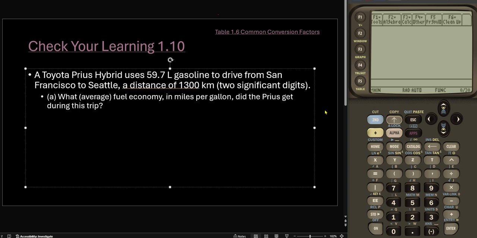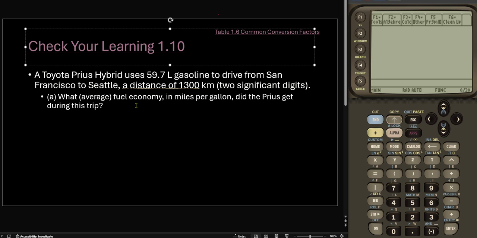So a Toyota Prius hybrid uses 59.7 liters of gas to drive from San Francisco to Seattle, which is 1,300 kilometers, 2 sig figs. It's letting you know. So right away, we probably know that our final answer will have 2 sig figs. But that's not the main idea of this problem. The main idea of this problem is dimensional analysis using conversion factors. So what average fuel economy in miles per gallon did the Prius get during this trip?